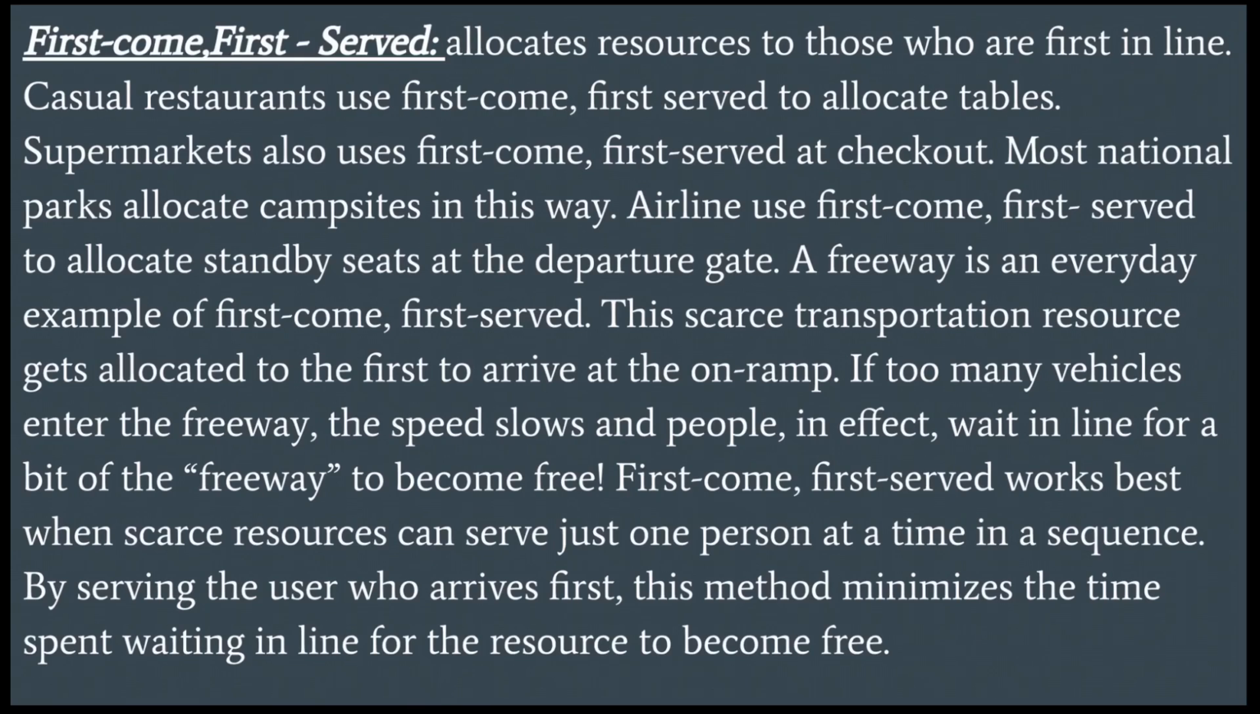A freeway is an everyday example of first come, first served. This scarce transportation resource gets allocated to the first to arrive at the on-ramp. If too many vehicles enter the freeway, the speed slows and people in effect wait in line for a bit of the freeway to become free.